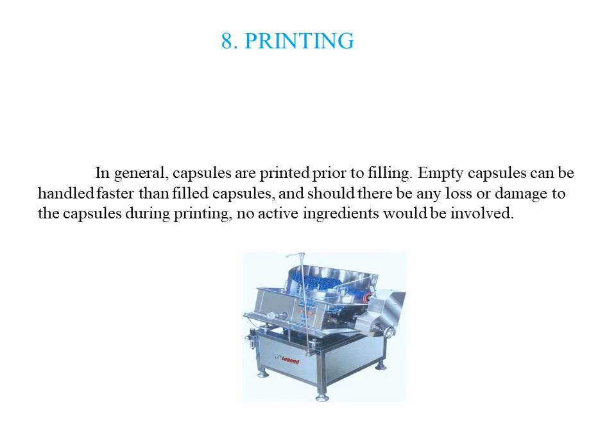Step 8. Printing. In general, capsules are printed prior to filling. Empty capsules can be handled faster than filled capsules, and should there be any loss or damage to the capsules during printing, no active ingredients would be involved. Generally, printing is done on offset rotary presses having throughput capabilities as high as 3 or 4 million capsules per hour. Available equipment can print either axially along the length of a capsule or radially around the circumference of a capsule.